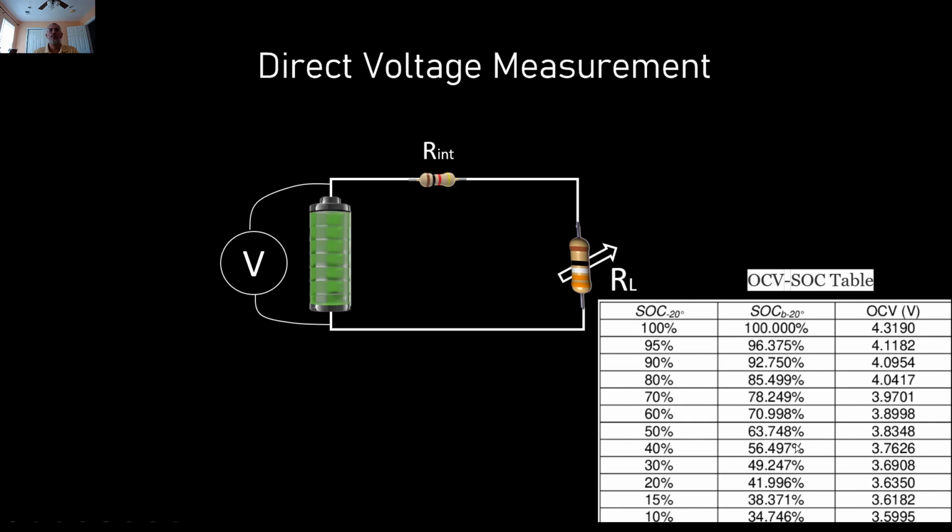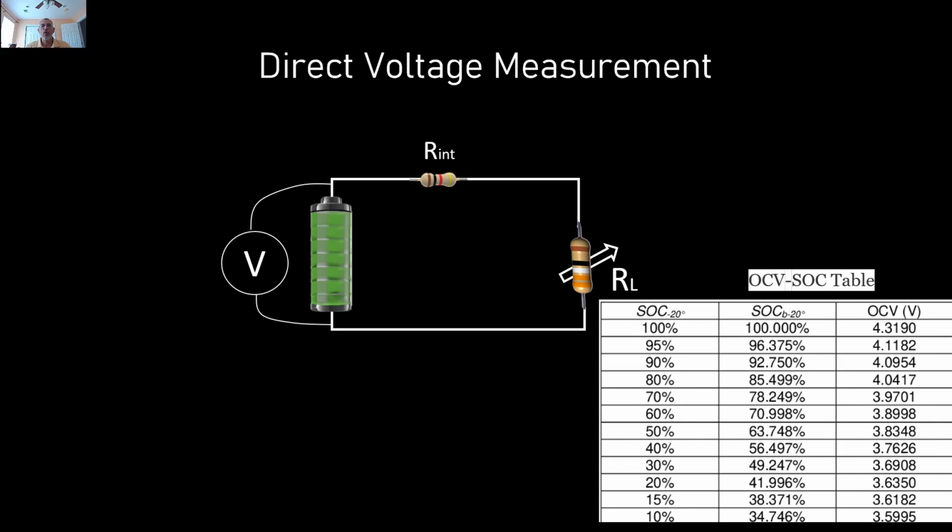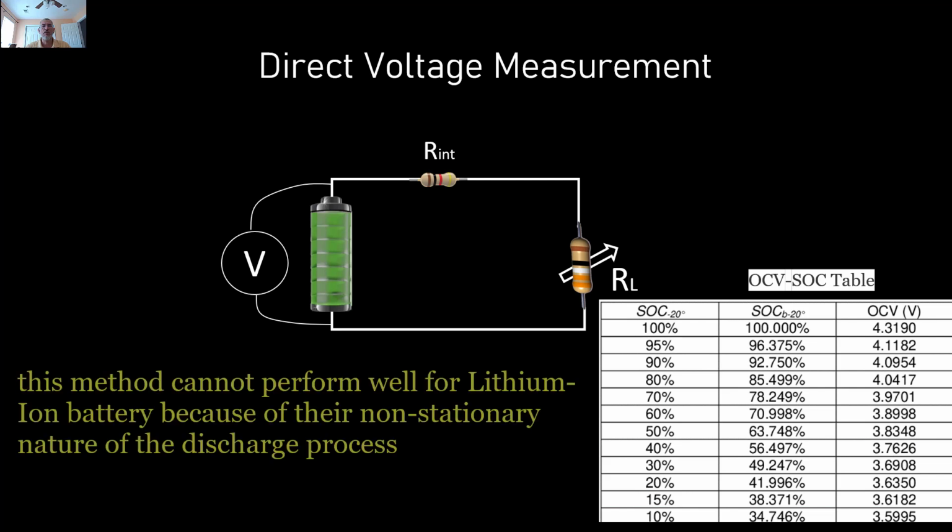The voltage-based method first measures the open circuit voltage and then estimates the state of charge by looking up the OCV-SOC, or open circuit voltage state of charge, table. However, these methods cannot perform well for lithium-ion batteries because of their non-stationary nature in the discharge process.